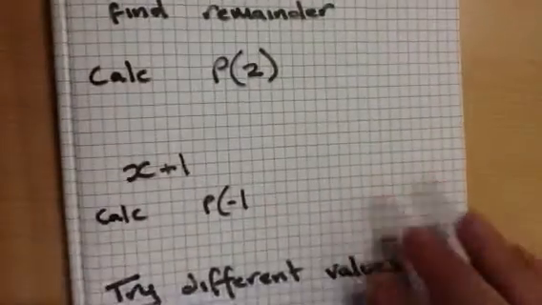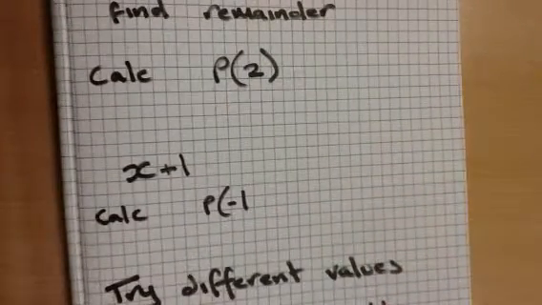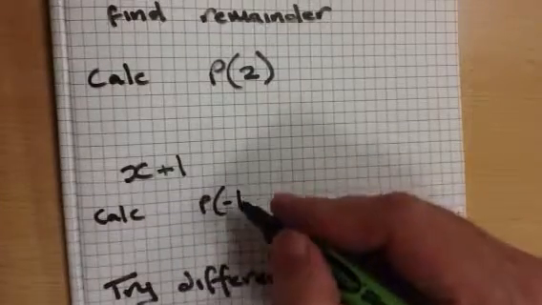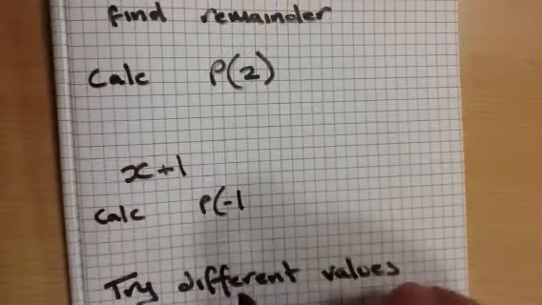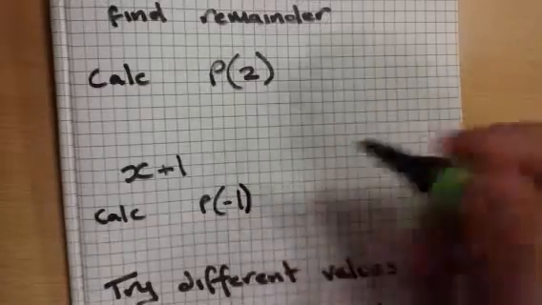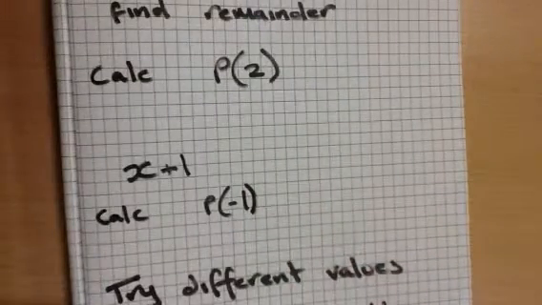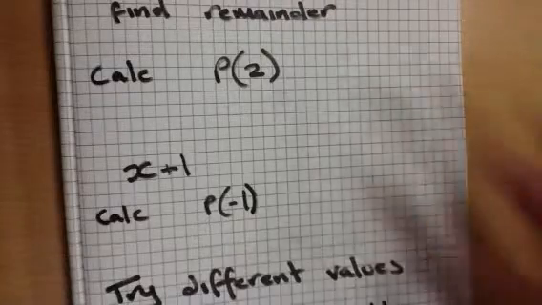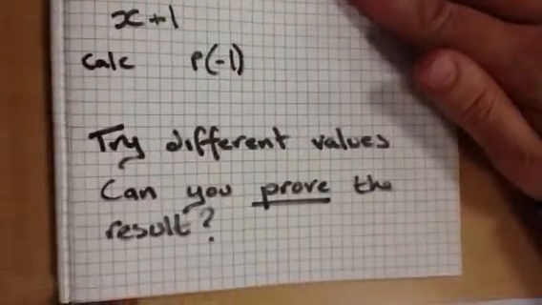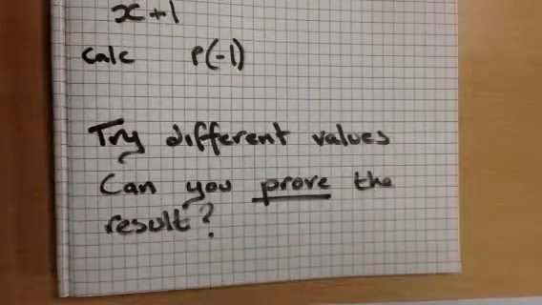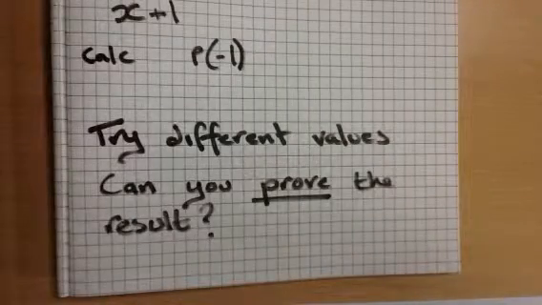Now, repeat the process by dividing by x plus 1, find the remainder, and then I'd like you to calculate what p of minus 1 is. What are you noticing? Try some different values to experiment. There's a result there that I'd like you to find and state for me.